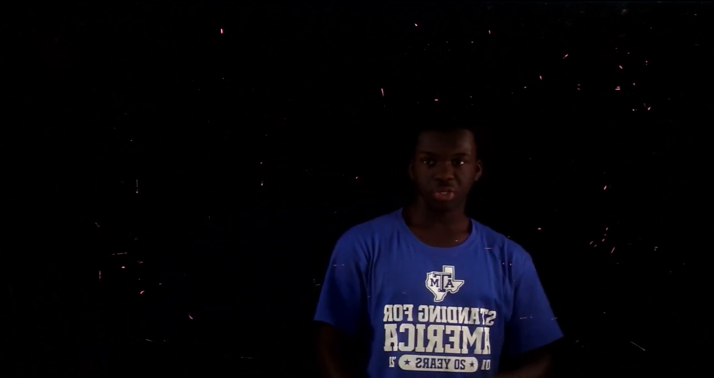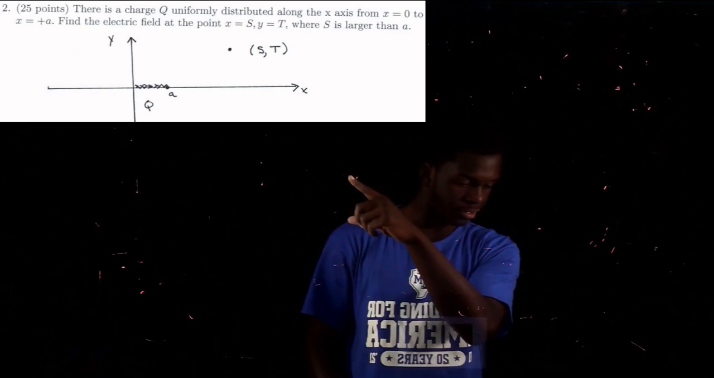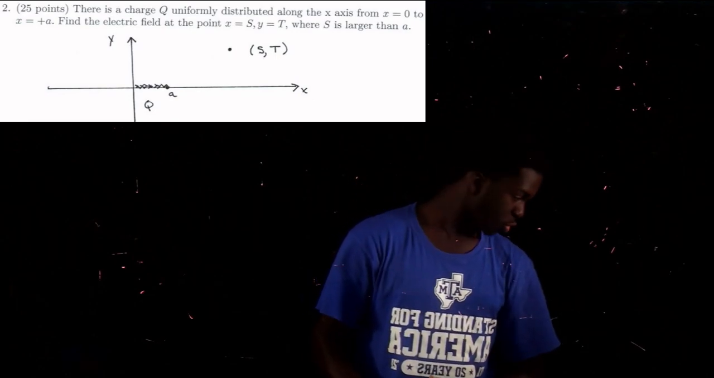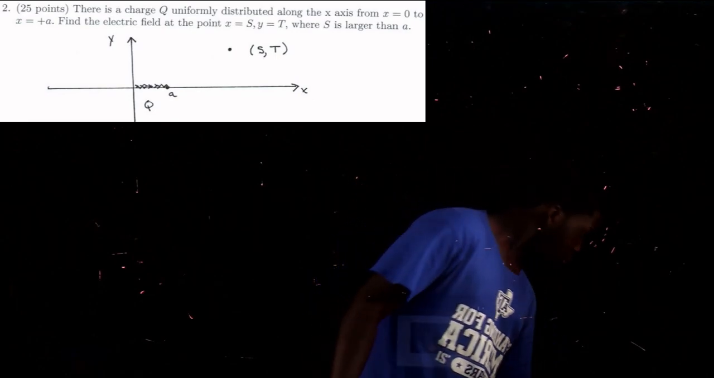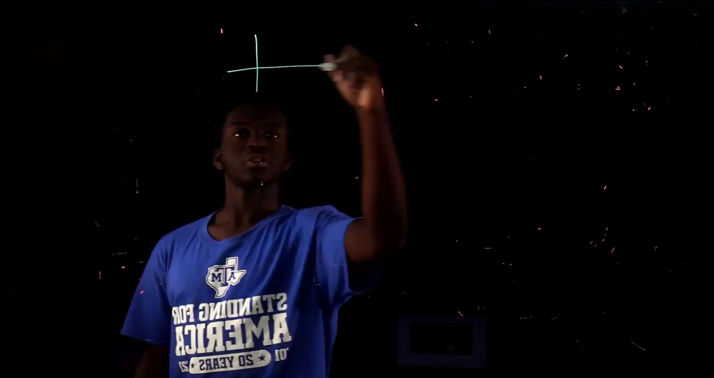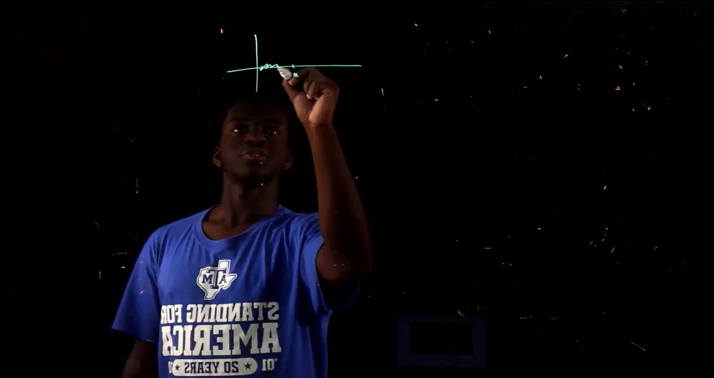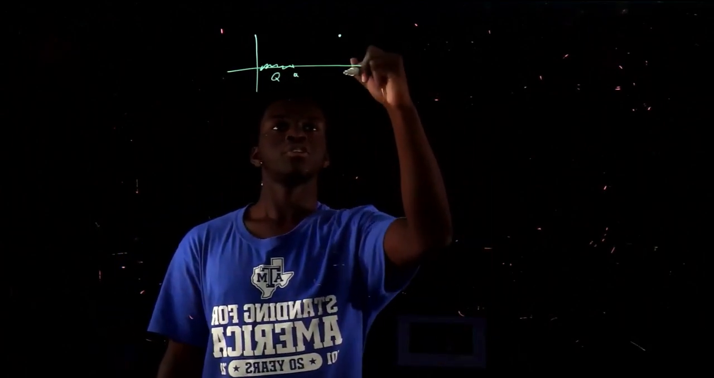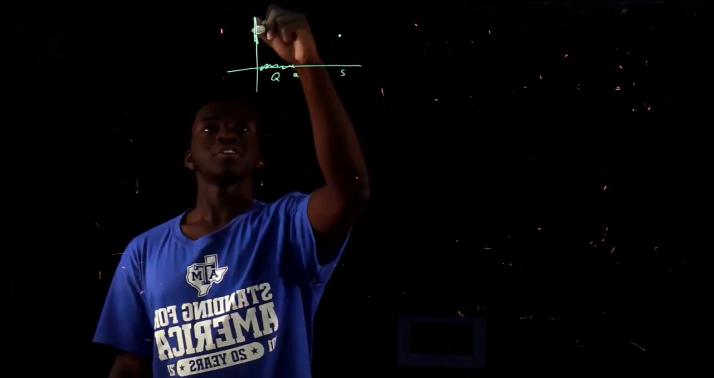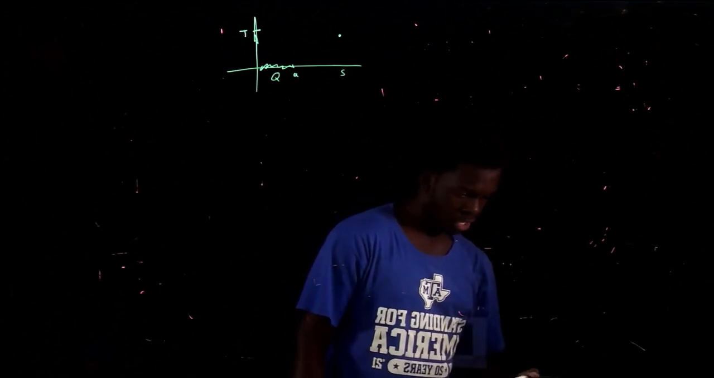Okay, number two now. The question is going to pop up right here. Let's get straight into working it. So we're trying to find the electric field at x equals s, y equals t. So let's draw that real quick. So we have A, and then this whole area is Q. And we have a point here at S and T, and we're trying to find the electric field at that point.